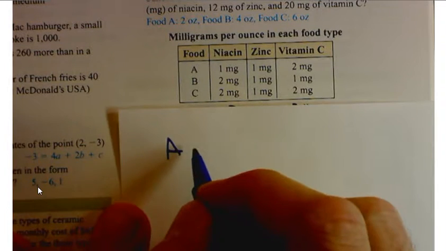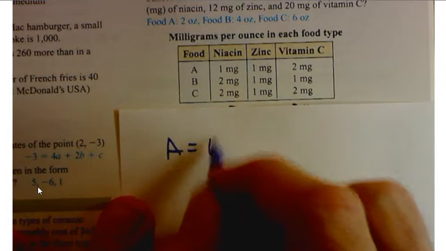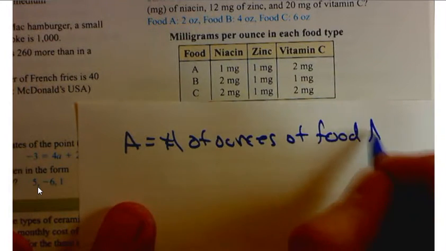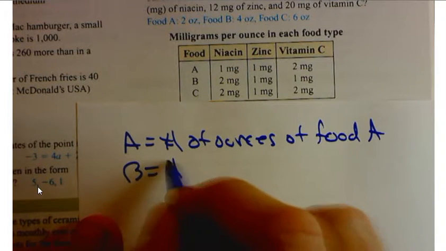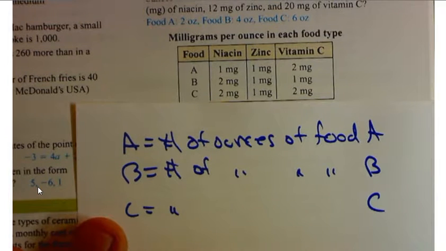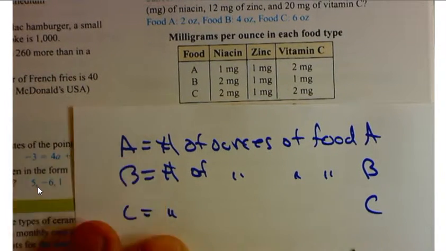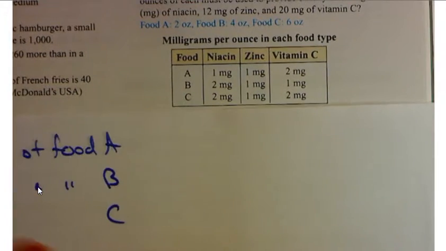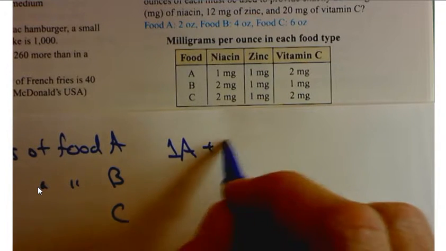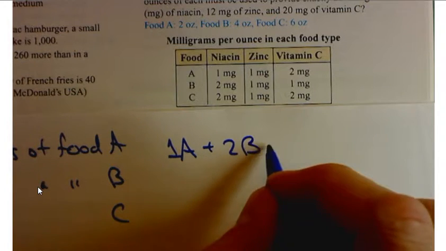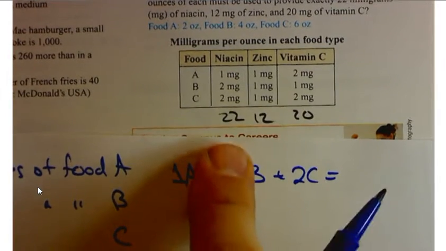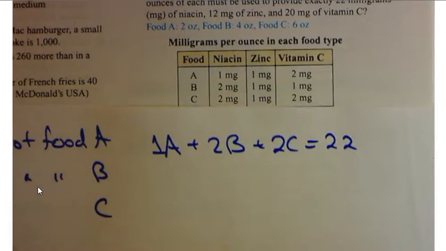So A is going to stand for the number of ounces of food A. And likewise, B is going to stand for the number of ounces of food B, and so on. So that's our A, B, and C. And depending on how much of each of these I have, I'm going to get certain nutrients. So for instance, I'll get 1 gram of niacin for every ounce of A, plus 2 grams of niacin for every ounce of B, plus 2 more grams from every ounce of C. What do I want that to total up to? 22, wasn't it? Yeah, 22. So that's my first equation.